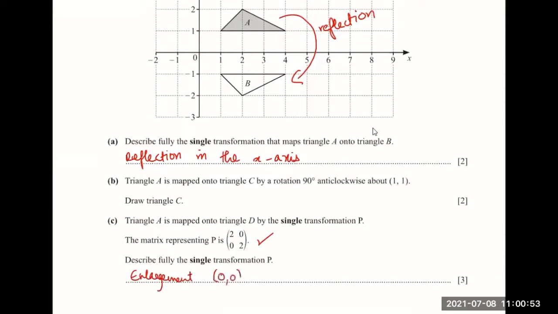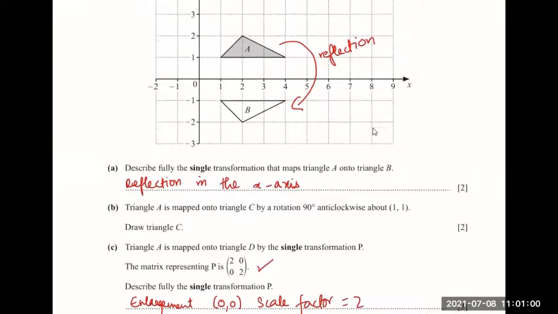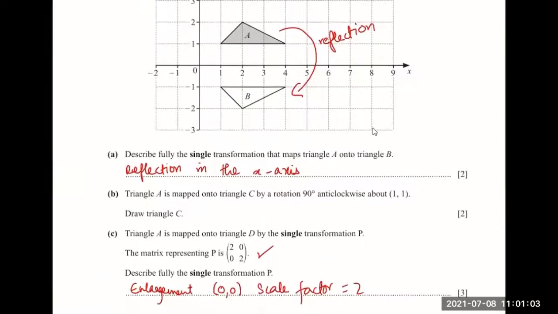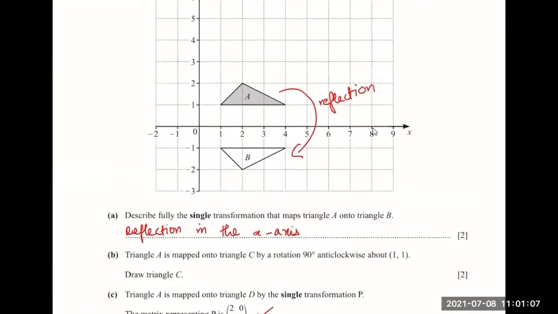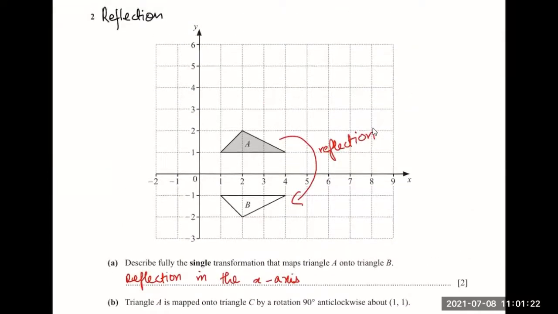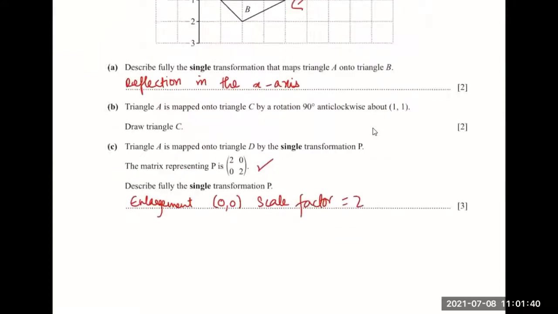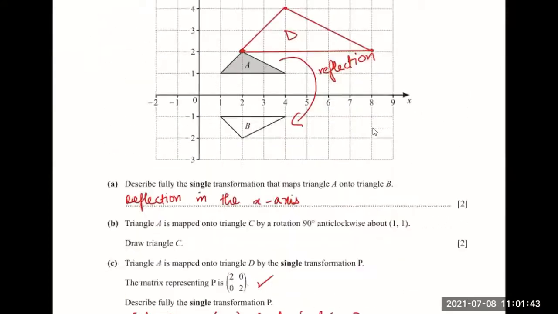I told you that the center is always 0, 0, and the scale factor is 2. I can draw this transformation for you, but it's going to give me the same sort of answer. If I were to multiply and get coordinates, they would look like this. 2, 2, and 2, 2, 4, 4, and 4, 1 is 8, 2. That would be your shape. That would be D if I were to draw it.